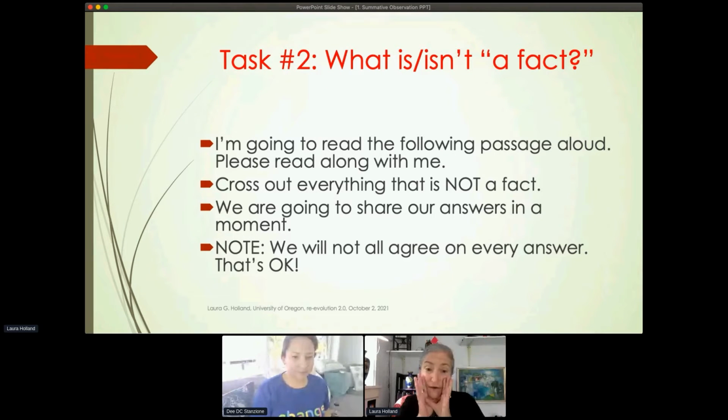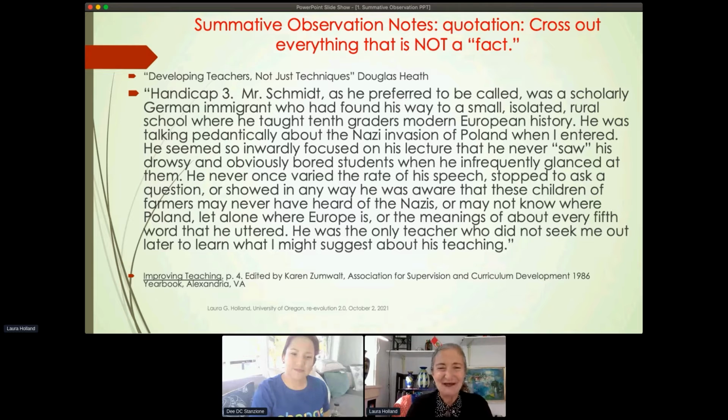And by the way, just for teachers, that's an awesome technique for reading that helps our students read much faster than they can on their own. So then I'm going to read out loud to you. You are going to cross out everything that is not a fact, and then we'll share our answers together. But keep in mind, we are not all going to agree on every answer, and that is cool. That is okay. So here's the paragraph. Again, I apologize, it's so small and so much text, but just listen and read along if you can.